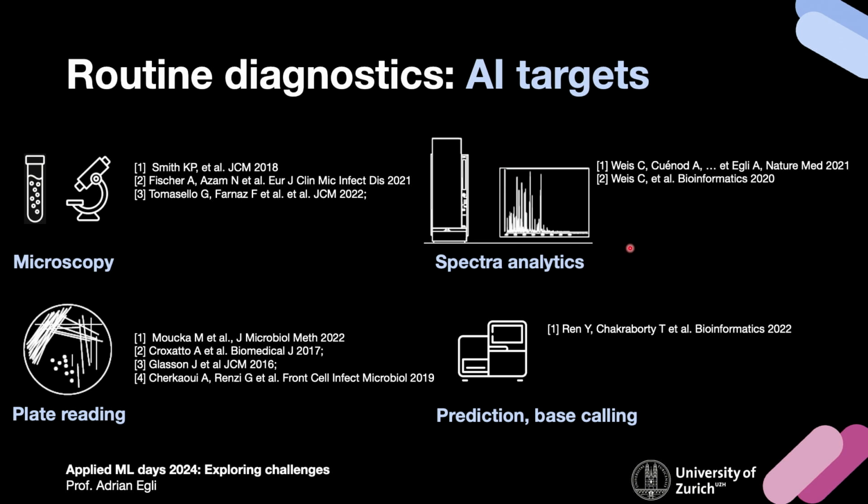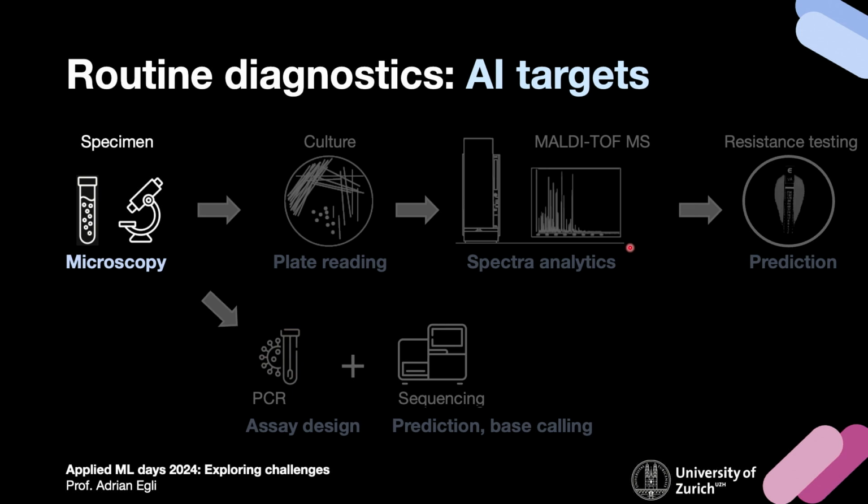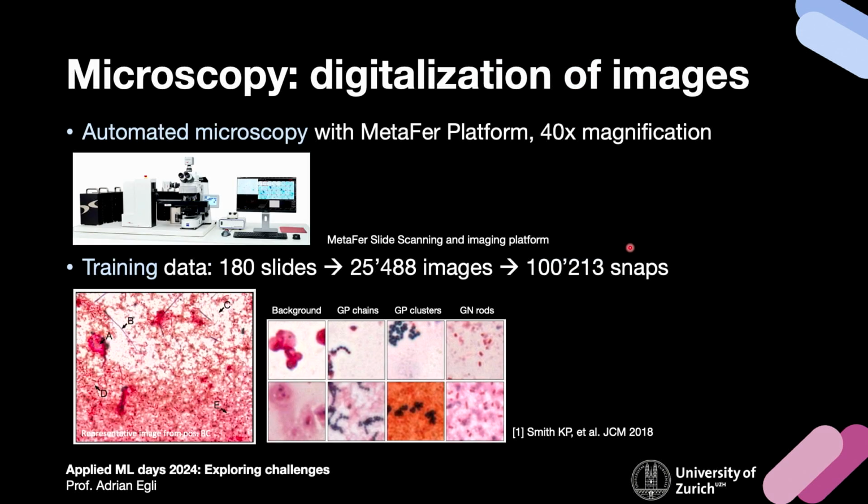So there are plenty of publications now in this space around where AI can be used. Now let me focus here first on microscopy. There was a wonderful paper published a couple of years back in 2018 by Ken Smith and colleagues from the US, and what they did is they digitalized images from a microscope.